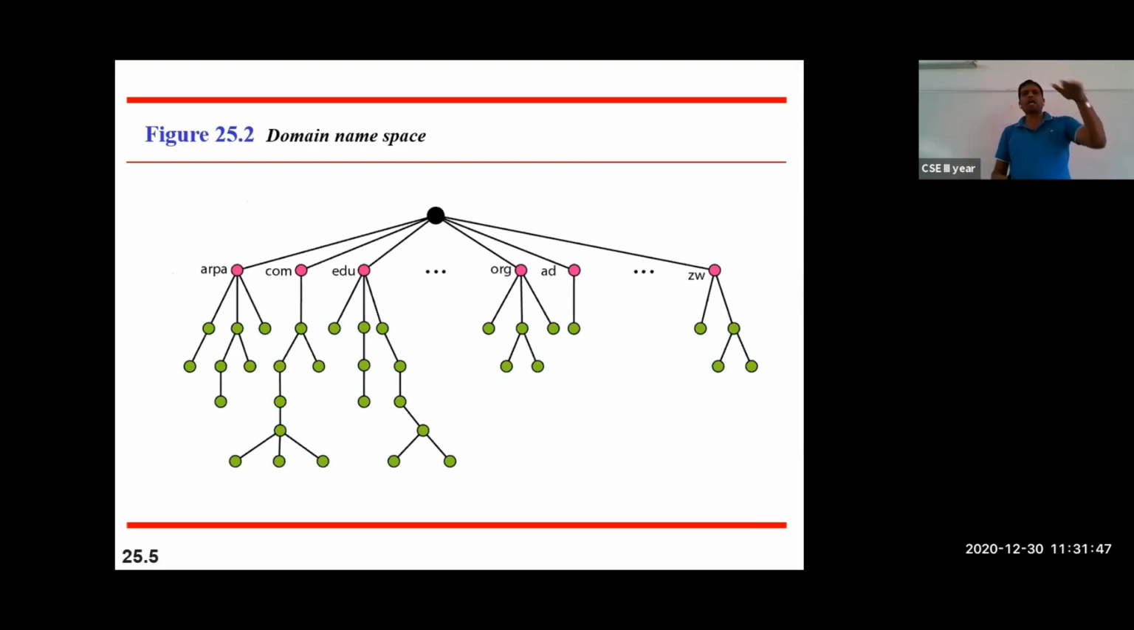Under that, I have arpa, .com, .edu, .org, .ad, .zw. Again, under ARPA, I have 3 domains. Under each domain, there can be subdomains again. So if I have about 5 such subdomains, my domain's name will be with how many dots? 4 dots, 5 names. Are you understanding this? If I have 5 such circles, how many such words will I have in my website address?